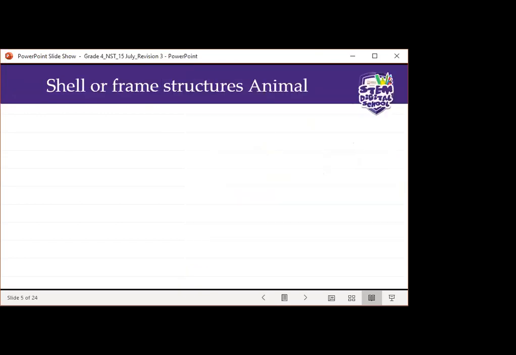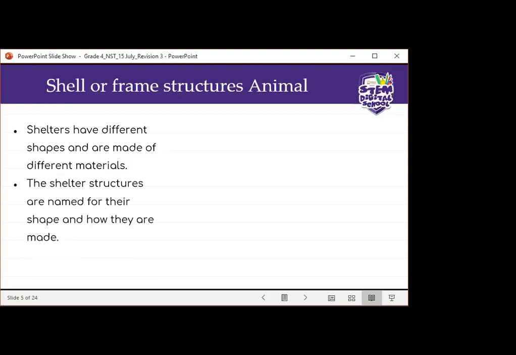Okay, so as we continue, guys, we notice that the different types of structures of human-made shelters can either have a shell or a frame structure. So even animals are protected by either a shell or a frame structure. Okay, so we're just going to look into detail with that. So shelters have different shapes and are made of different materials. All right. And then the shelter structures are named for their shape and how they are made. Okay, and then the size suits the animal's needs.